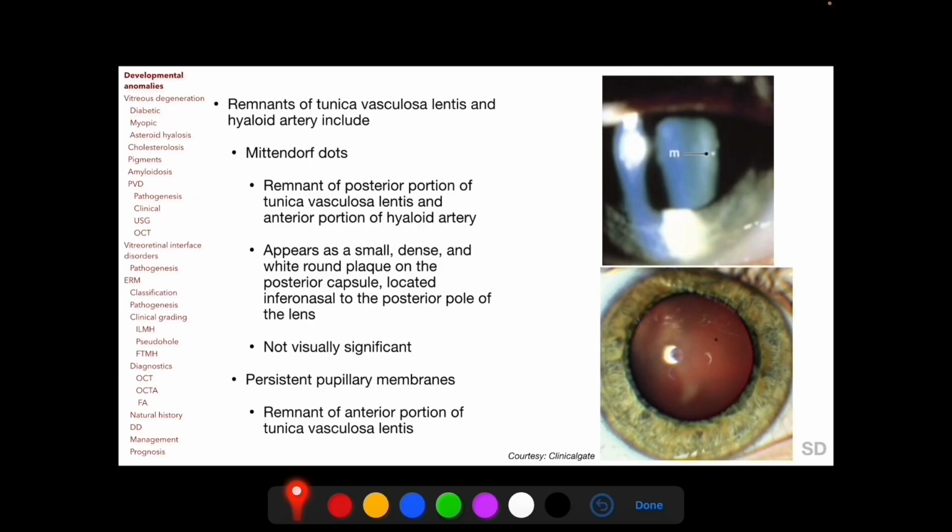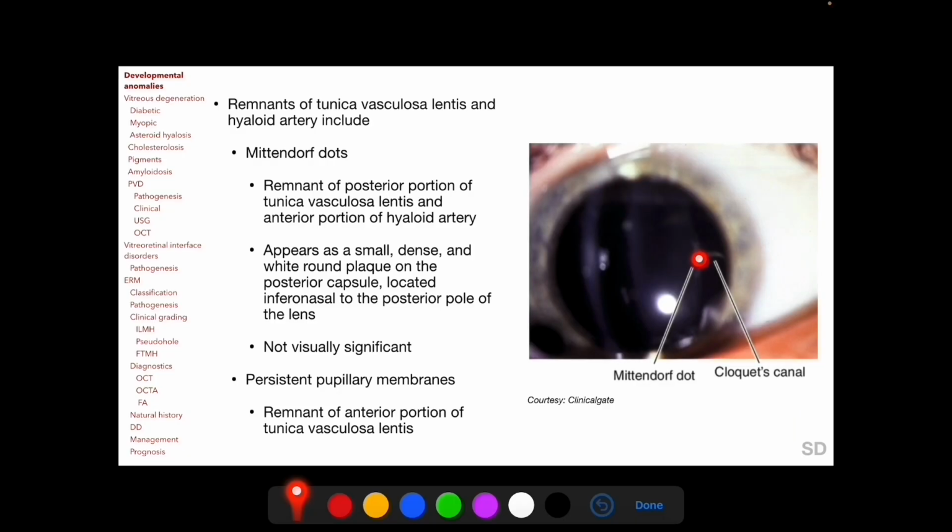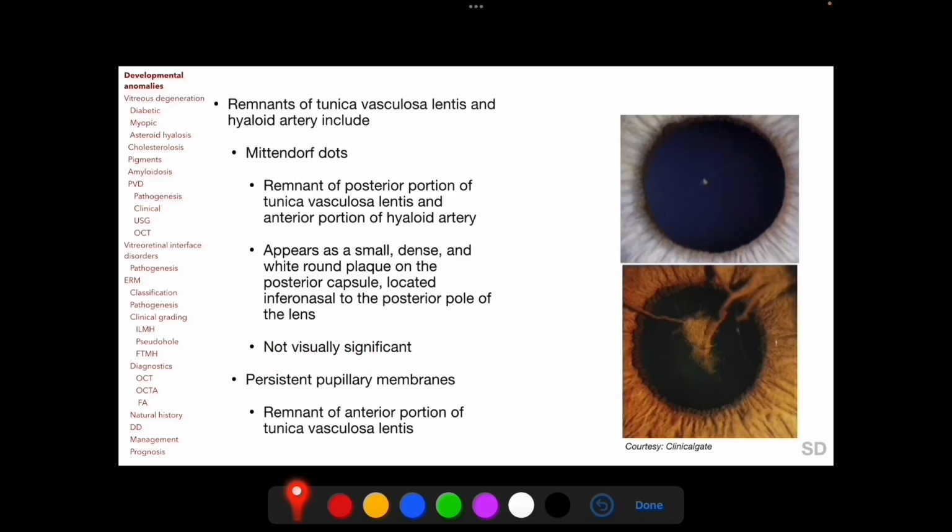A Mittendorf dot appears as a small, dense, white, round plaque on the posterior capsule of the lens located inferonasal to the posterior pole of the lens, and on retroillumination Mittendorf's dot appears dark, as seen here in this photograph. This clinical photograph shows a Mittendorf dot with an attached cloaca canal in which the hyaloid artery resides in fetal life. Mittendorf's dots are not visually significant.